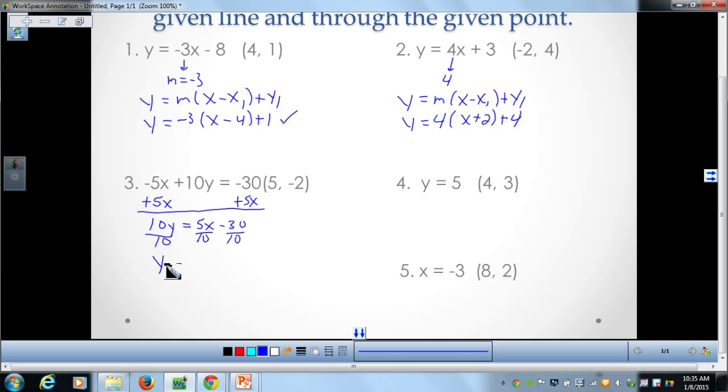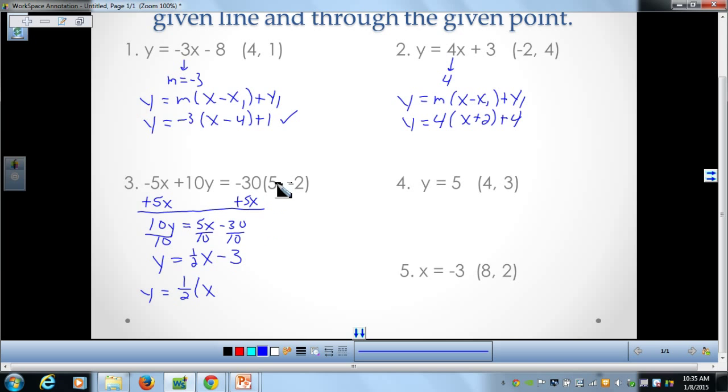Now, when I do this, I have converted my standard form equation into slope-intercept. And the reason we want to do this is because now we can see the slope is 1/2, and so we can jump right into our point slope form. We need the same slope for our line to be parallel.